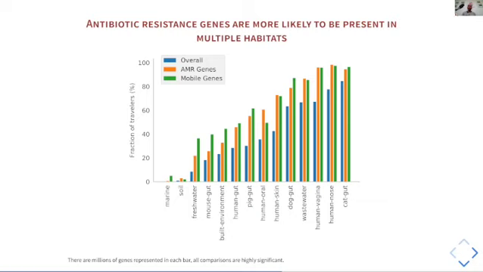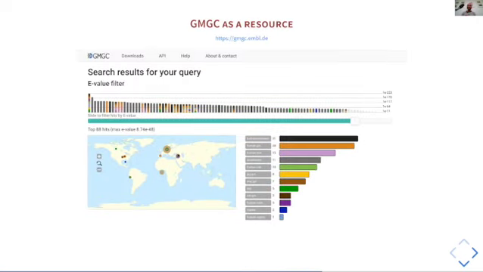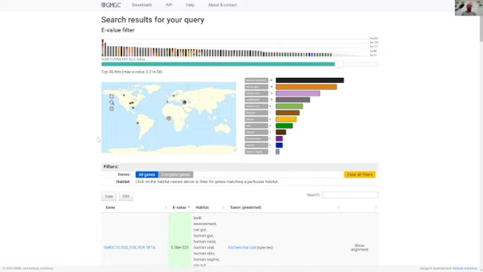So maybe next time I can talk about those results, but today I just want to also briefly present the GMGC as a resource. So I'm going to switch here. These are actually results where I previously queried the catalog with a sequence that happens to be a TET-A, a tetracycline resistance gene sequence. And so I got a bunch of hits, and here we can see that the hits are across a variety of habitats.